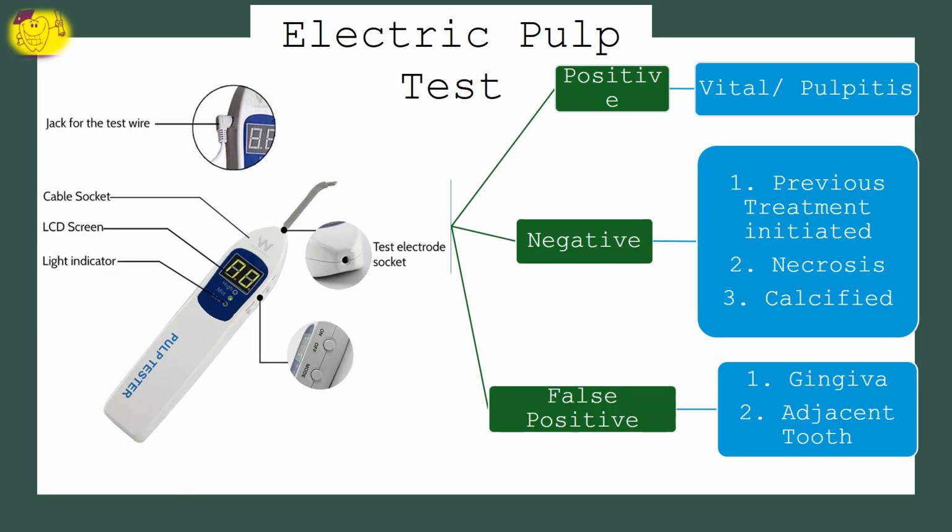Let's interpret the EPT test. If it's positive, it means the tooth is vital or having pulpitis. And if the test is negative, it means that probably there is a previous treatment initiated, or the tooth has undergone pulpal necrosis, or the canal is calcified. False positives are possible if you've accidentally contacted the gingiva or the adjacent tooth.